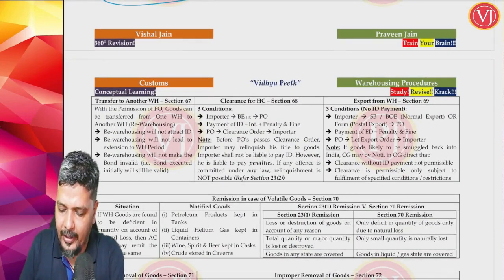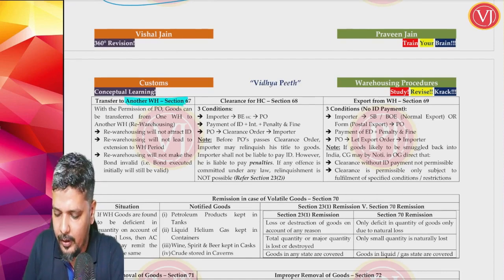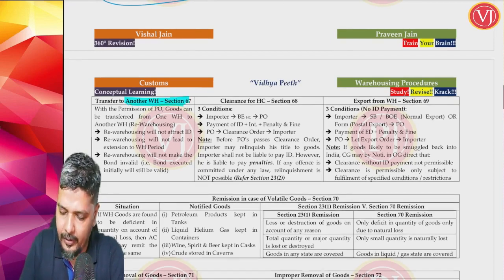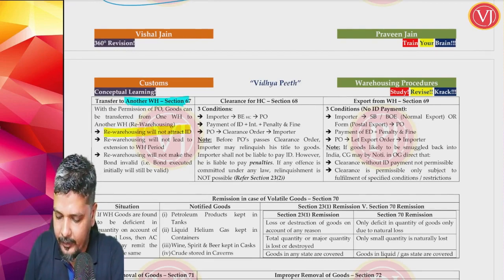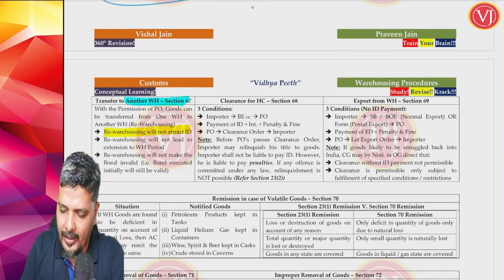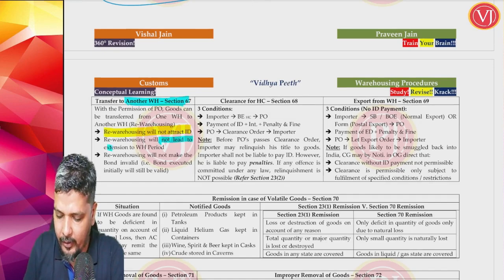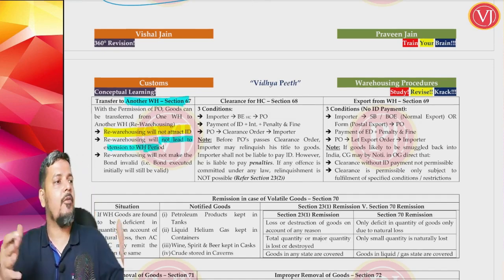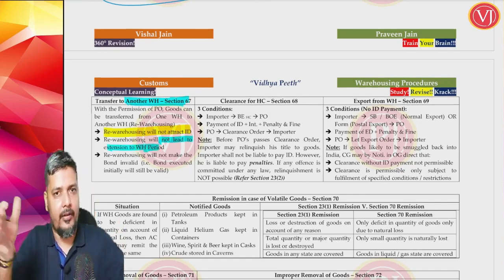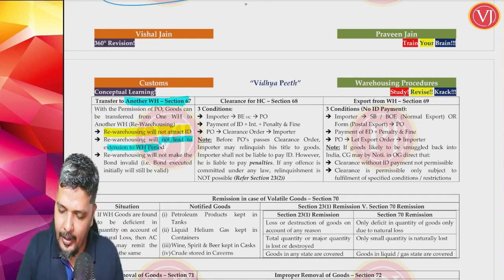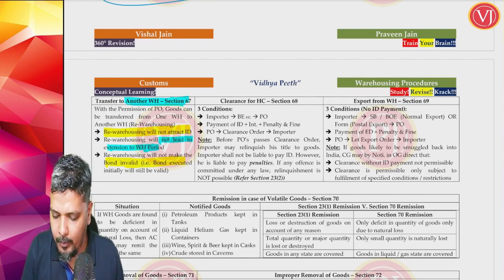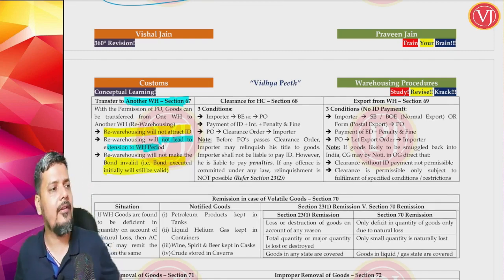Either he will transfer the goods to another warehouse. When he is transferring the goods to another warehouse, transferring will not attract any import duty. Transferring will also not extend the warehousing period. Just because you are taking to one more warehouse, your warehousing period will not increase. It is going to be the same. And transferring will not change anything to do with the bond. Bond will still remain valid.